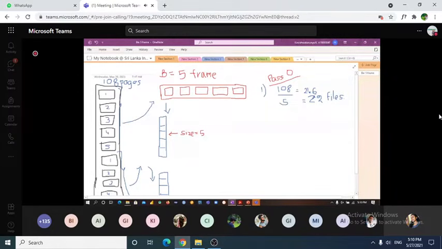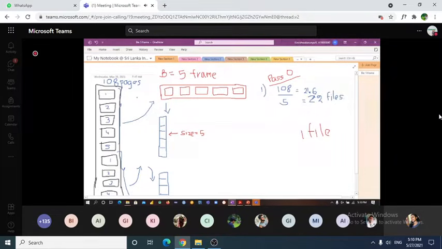Now our motive here is we have 108 pages. We are going to sort this and get one file. This is our ultimate goal when we are going to do the external merge sort algorithm. We are going to sort all the pages and get one file. So let's see how to do that.